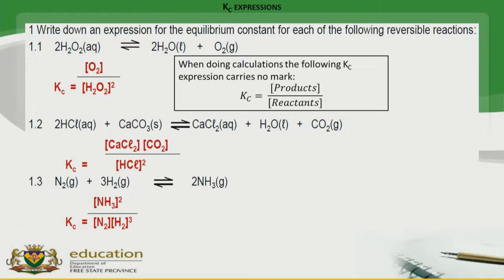In 1.2, the Kc will be the concentration of CaCl2 multiplied by the concentration of CO2. Remember, H2O is a pure liquid, so you won't include it. Divide by the concentration of HCl raised to the power 2. Calcium carbonate is a solid, so its concentration is constant. You don't include it. The same thing applies to 1.3.